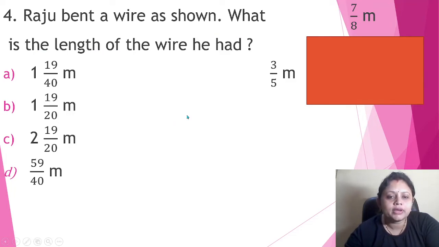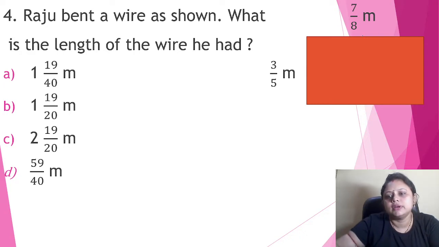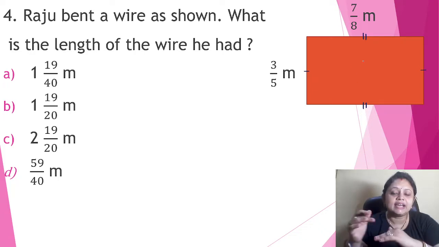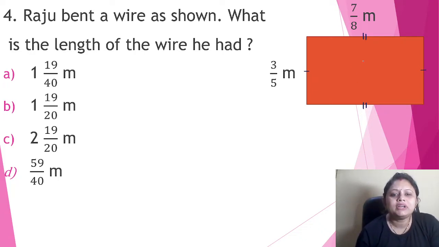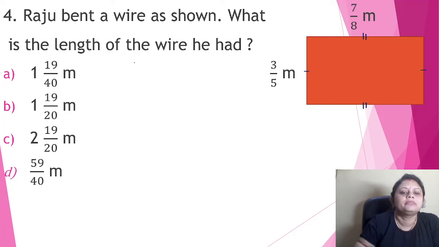Raju bent a wire as shown. What is the length of the wire he had? Option A 1 whole 19 by 40 meter. B 1 whole 19 by 20 meter. C 2 whole 19 by 20 meter. D 59 by 40 meter. So here this is the wire. Okay, and the opposite sides are the same. So what is the total length of the wire?